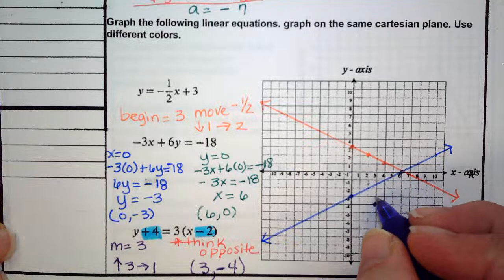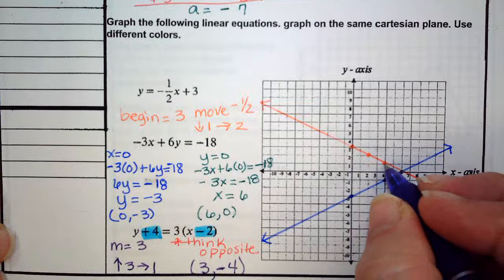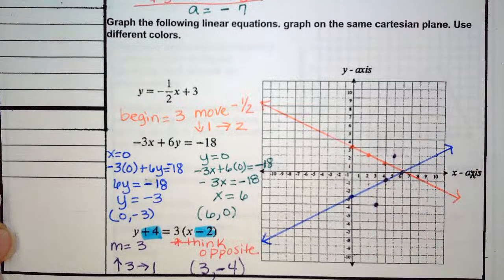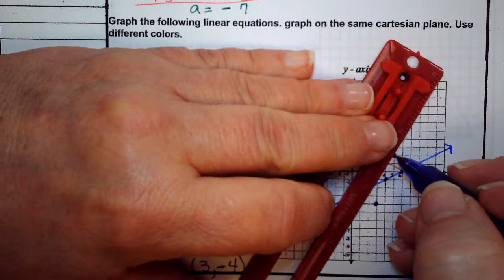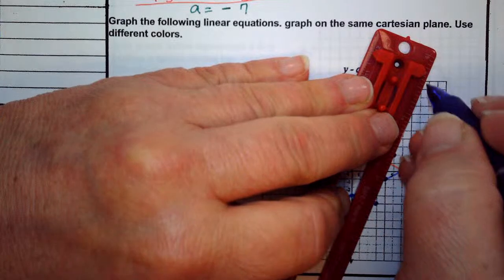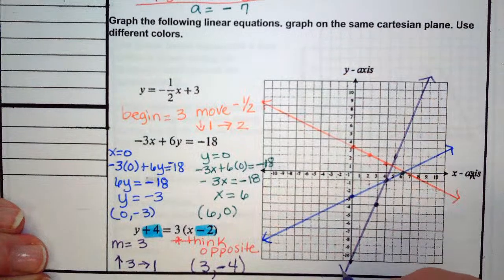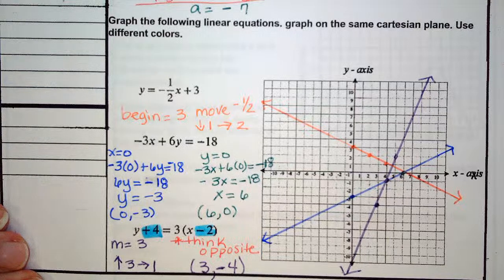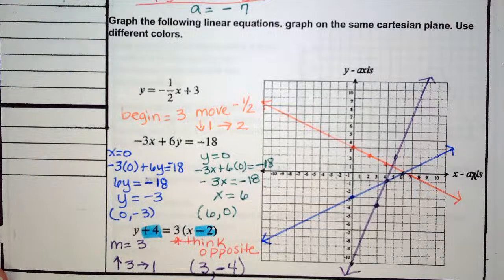I go up 1, 2, 3. I go right 1. And here's my next point. 1, 2, 3, right 1, and I can keep going forever and ever and ever. And there are your 3 lines. 3 different forms of your linear equation, 3 lines.